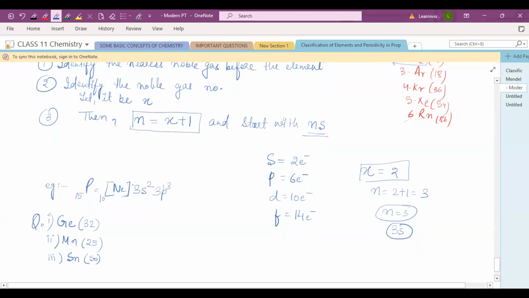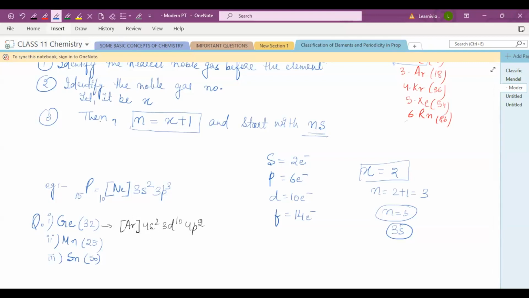Then let's tell me for germanium, what is the electronic configuration? For germanium, argon 4s2, 3d10, 4p2. 4s2, 3d10, yes, and 4p2. Yeah, very good. Now, Simra, can you please tell me what is the valency? How many valence electrons are there in this?